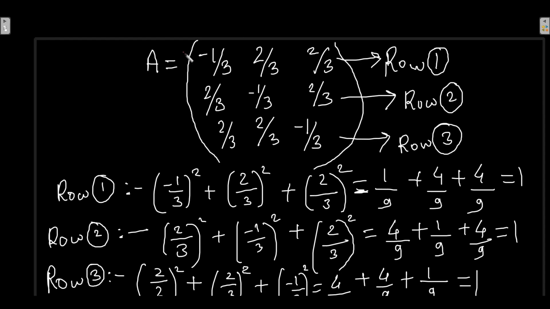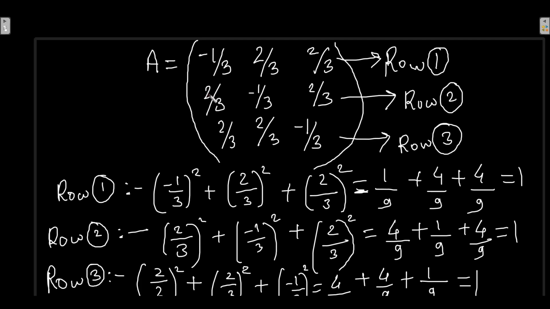So what is the method? Let us have a look. Row number 1 is like this, row number 2 is like this, row number 3 is like this. Now let us take the squares of each element of row 1 and add them. So minus 1 by 3 square plus 2 by 3 square plus 2 by 3 square, that is 1 by 9 plus 4 by 9 plus 4 by 9, which is equal to 1. So the elements of row 1, when squared and added, give 1.